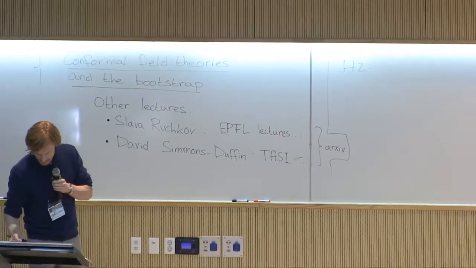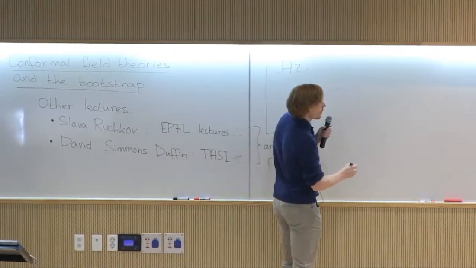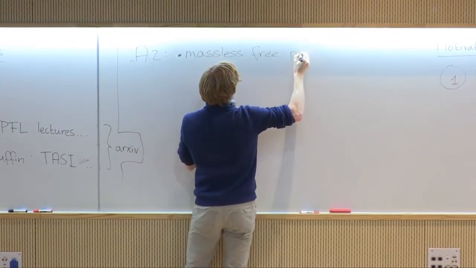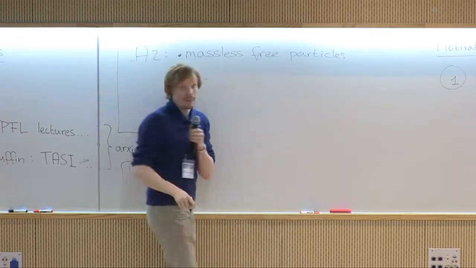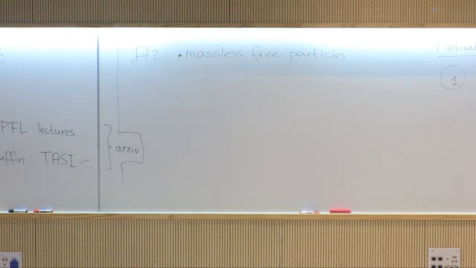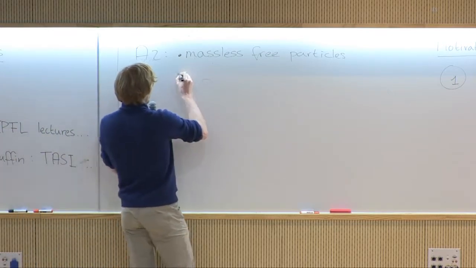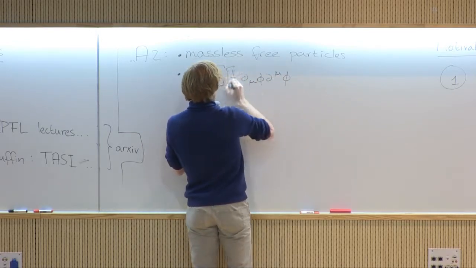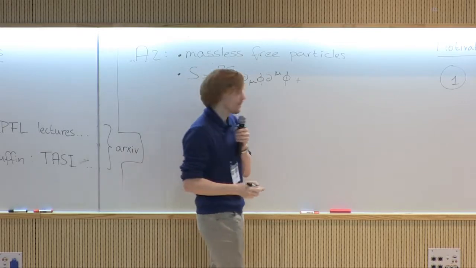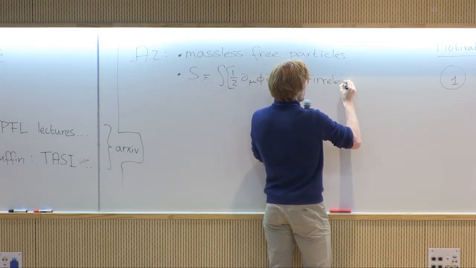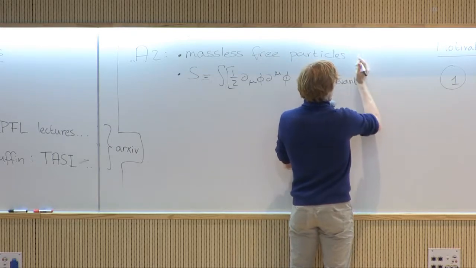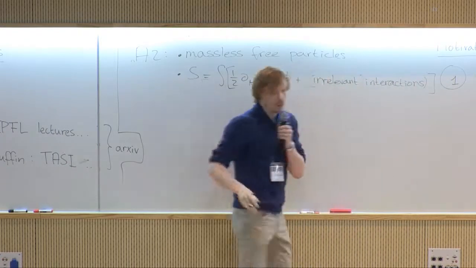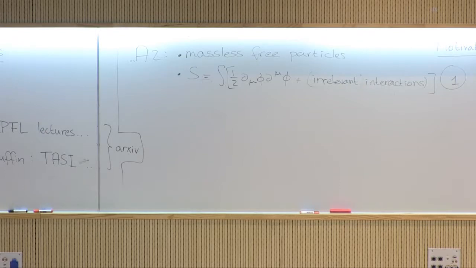My second answer was massless free particles. You find those sometimes at low energies. So, for example, if the free particle that you find is a scalar, your Lagrangian is a free, massless scalar Lagrangian, and then maybe you have some interactions, but they're all irrelevant in the renormalization group sense. So at the very longest distances, all you see is free particles.